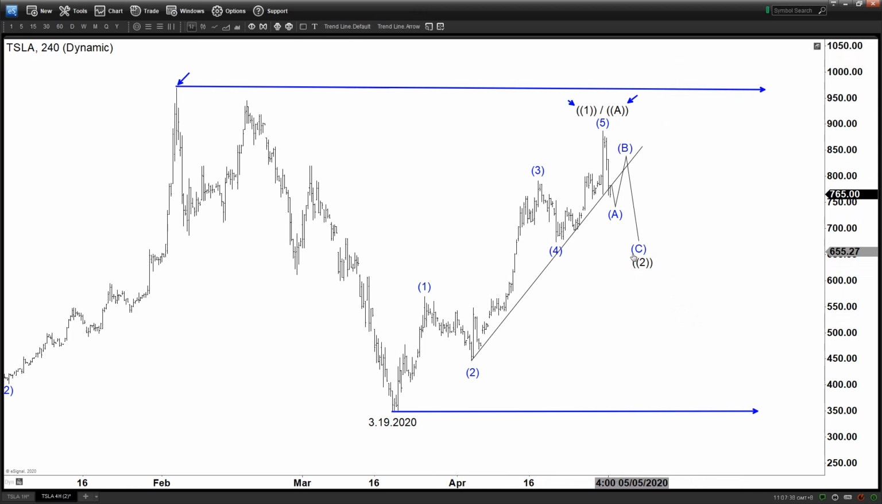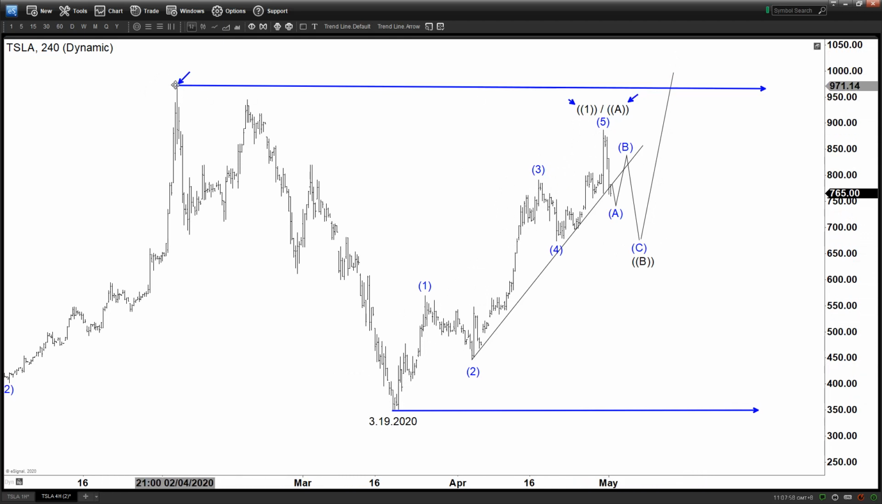Now think about it: if this is a wave B, and the wave C is going to be equal to the wave A, this is going to break this, because look at the size of the A. Even if I count it as an ABC, the C is going to have to break above here if you assume equality. Otherwise, you have to assume the C is going to truncate like this, which is, again, why do we assume something like that? Because of our bearish bias, for example. There's no point, right?